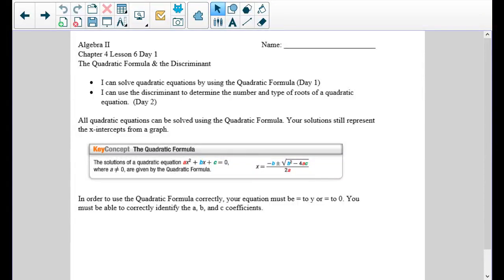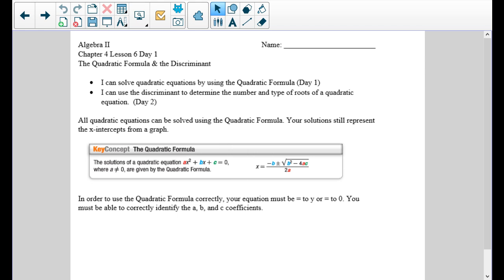Chapter 4, Lesson 6. So this is day 1. We're doing the quadratic formula and the discriminant. So today we'll talk about the quadratic formula. Tomorrow we'll talk about the discriminant and what we can learn from that. So all quadratic equations can be solved with the quadratic formula.